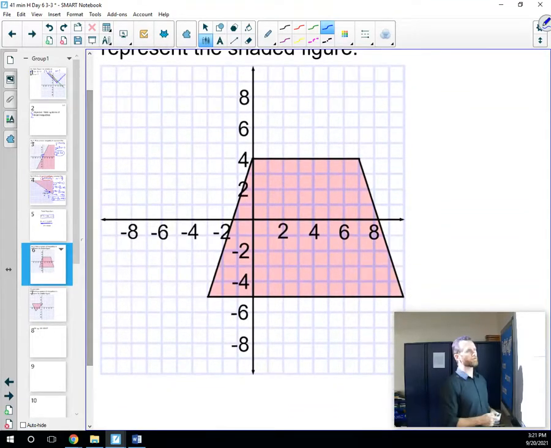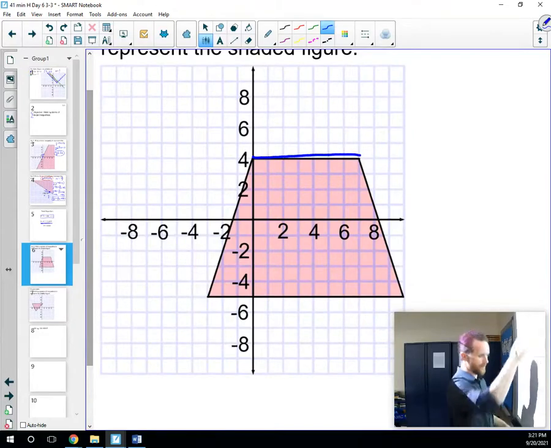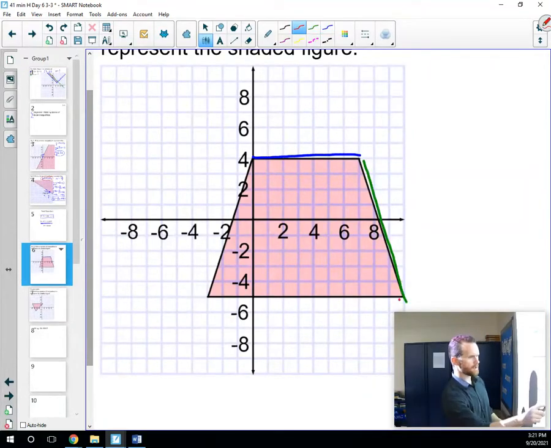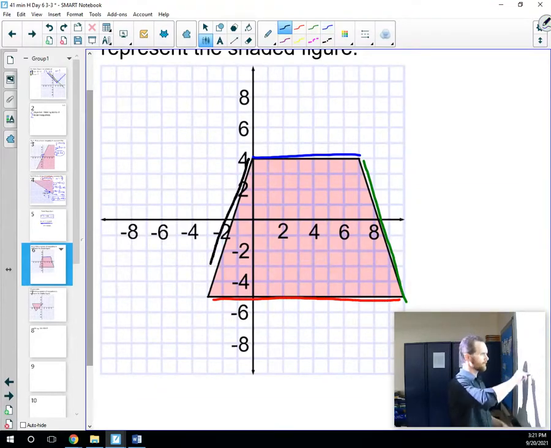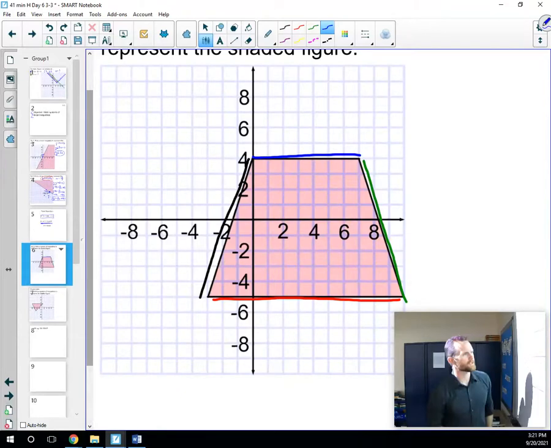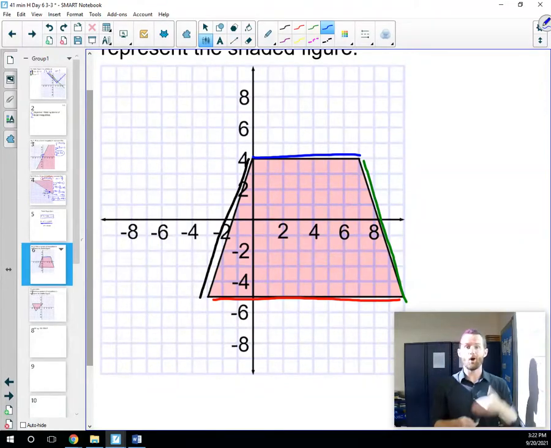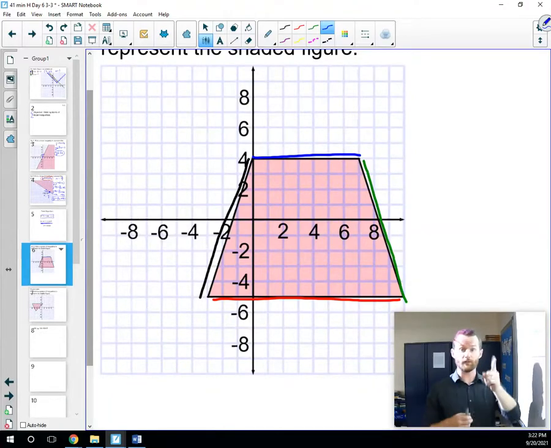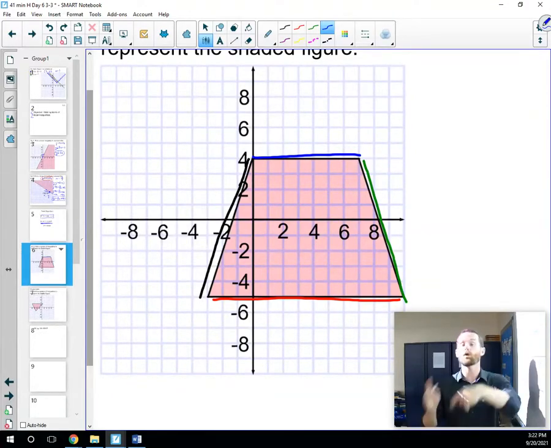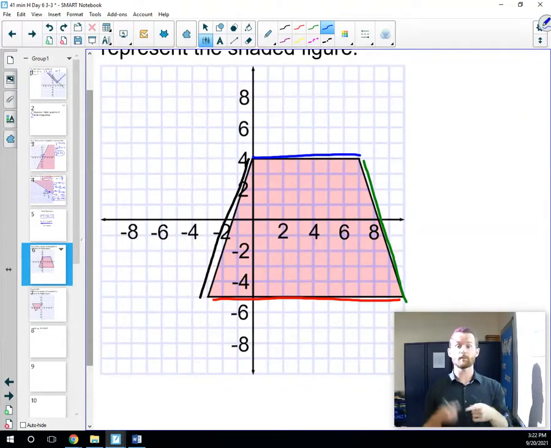So we've got 4 lines here. I'm going to color code this. So we've got blue, green, red, and the last one black. We've got 4 lines here, which means we're going to have 4 inequalities in our system. Now, I like to start with the easy stuff first, and the ones that are going to be easiest for me are the horizontal lines. Because remember, for a horizontal or vertical line, we just need one variable and a number.